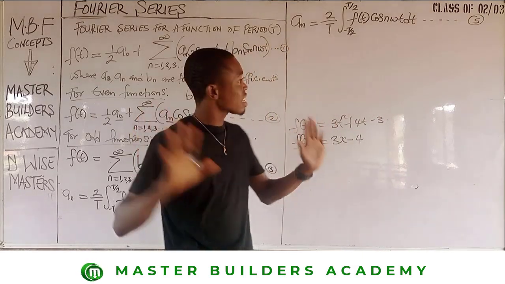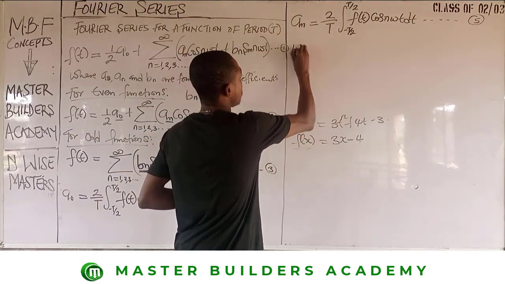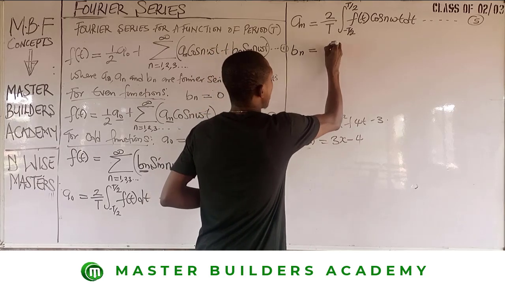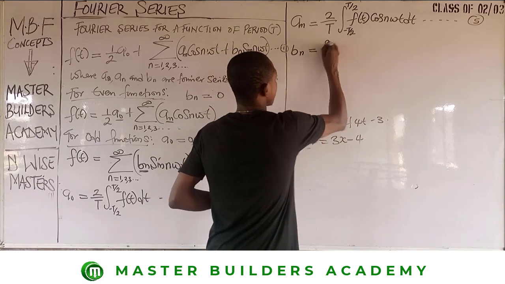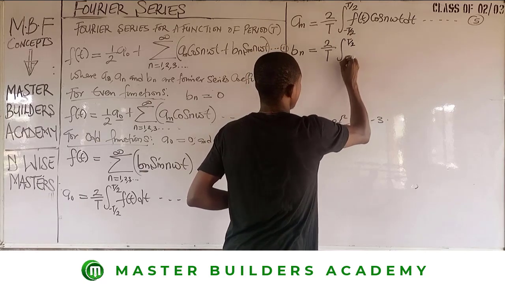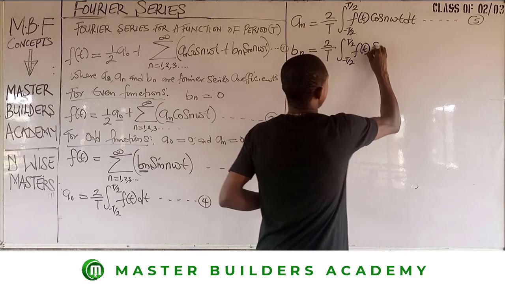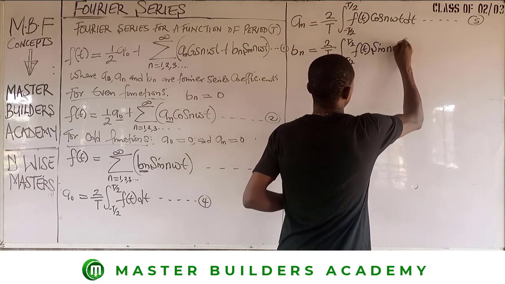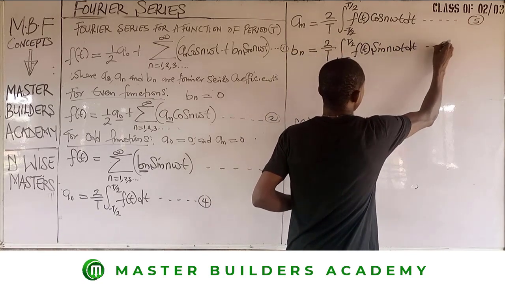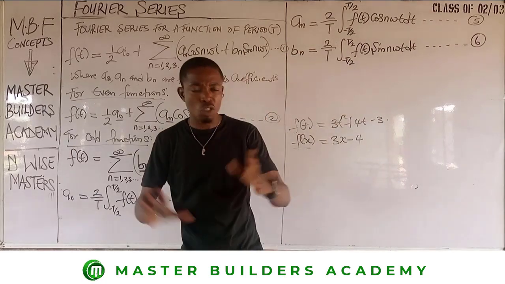We have this as our equation 5. Then the next thing we have to do is for Bn. Our Bn is 2 over T times the integral from minus T over 2 to T over 2 of f of t sine n omega t dt. This becomes our equation number 6.